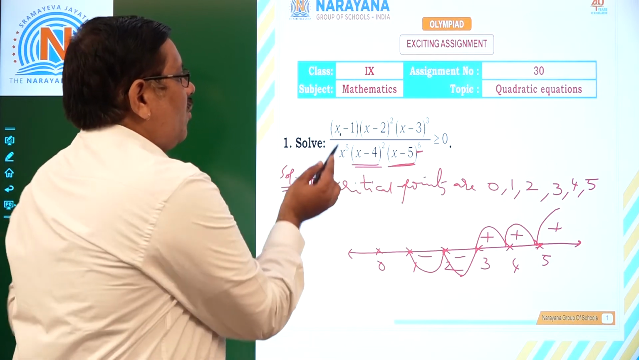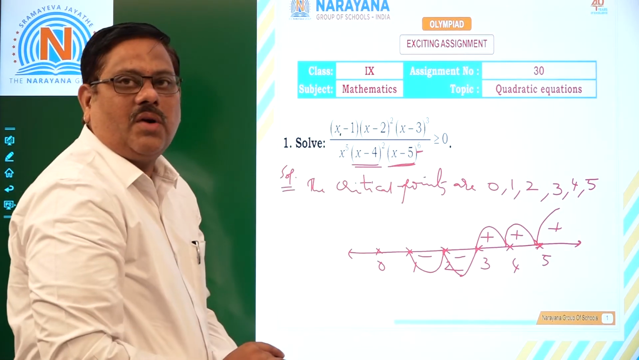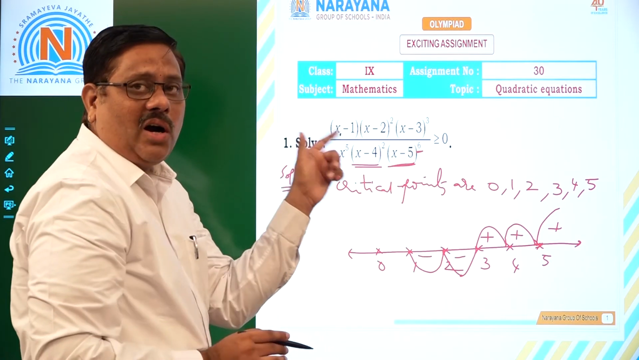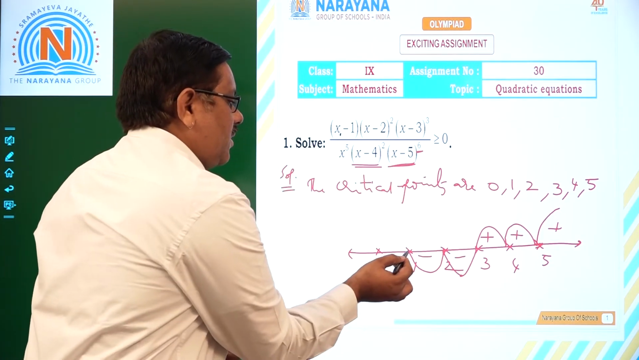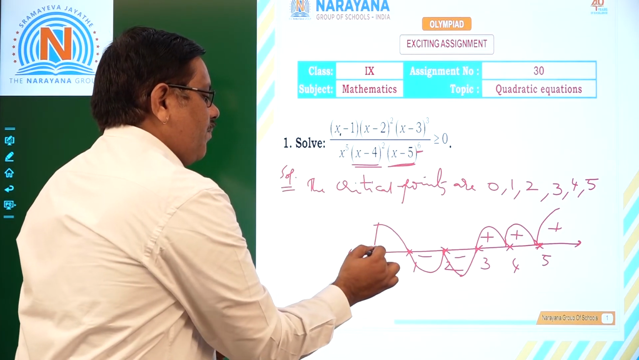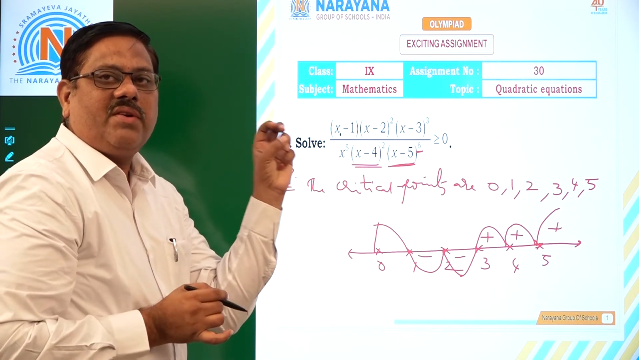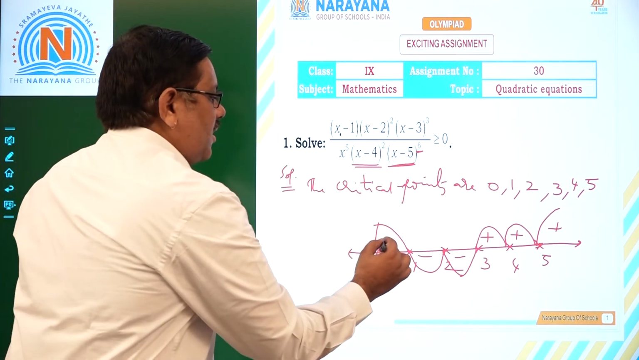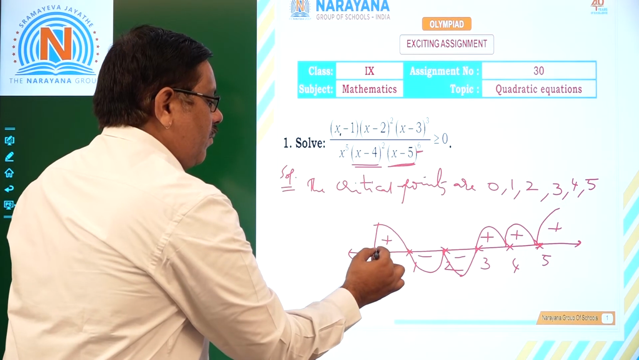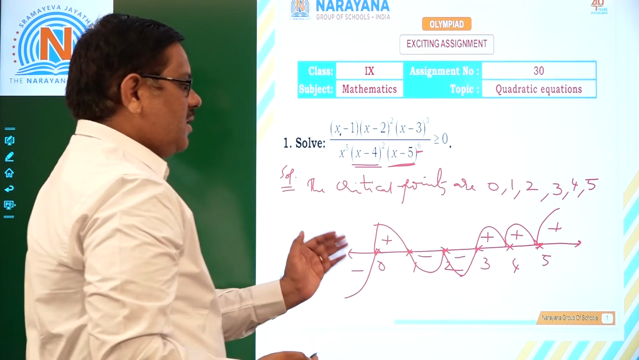Next at 1. 1 is because of the linear factor x minus 1. X minus 1 has its power as 1. So it has odd power. Odd power means the nature of the curve changes, meaning from minus to plus it changes. Till 0. Next at 0. 0 is because of x power 5. 5 is odd. So as it is odd, the curve nature changes from positive to negative. So this is negative here. Okay. That is how we have to observe.